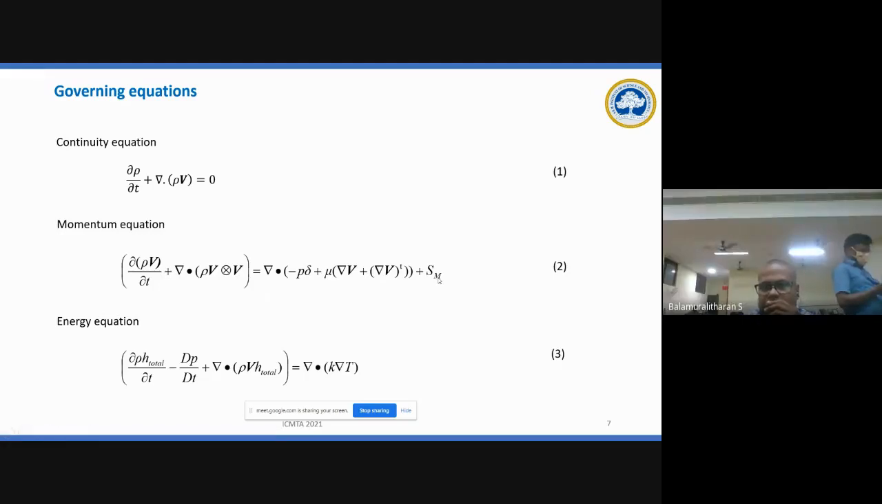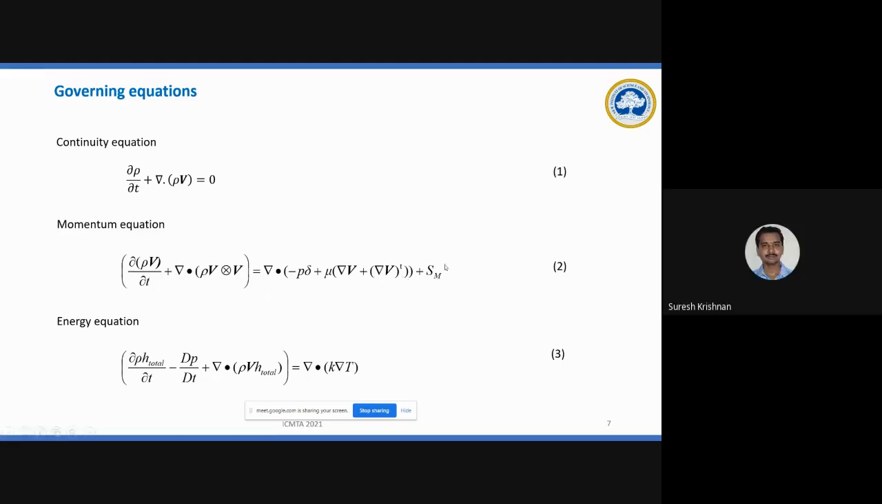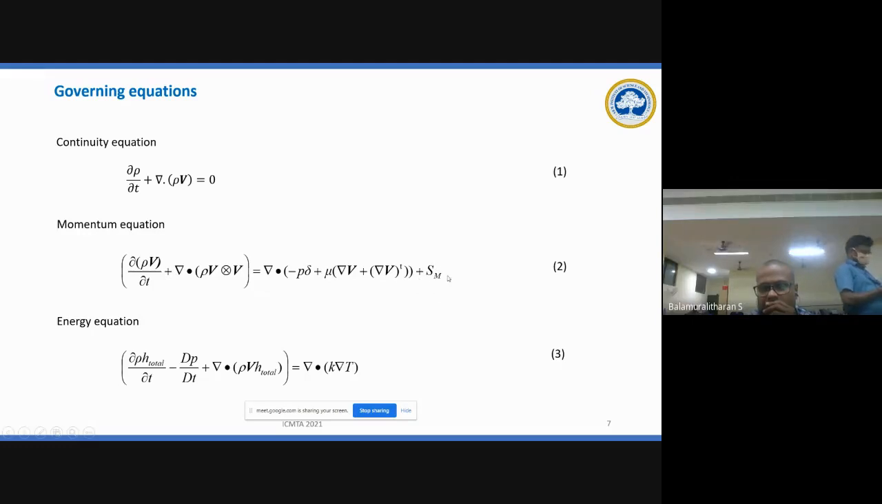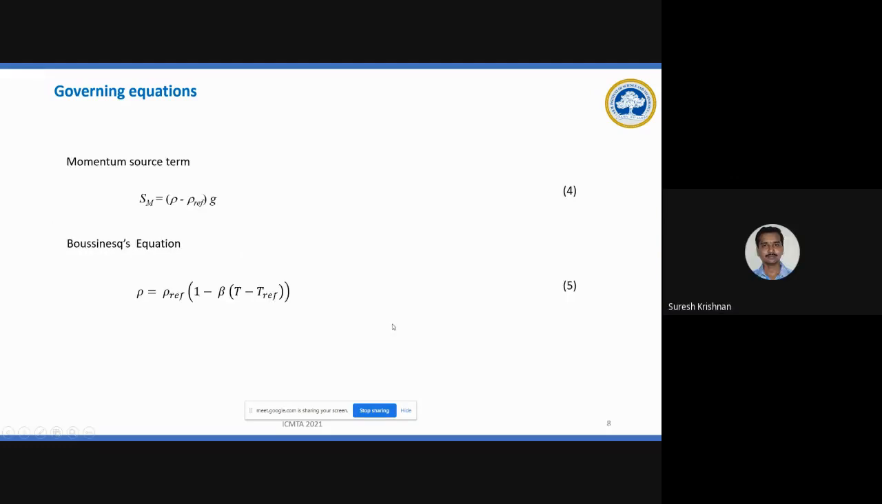Sir, actually you introduced the SM. Is it correct? Yes, sir. Yes, sir. Momentum equation only. Other all equations are same. Yes, sir. Yes, sir. Sir, So, okay, sir.